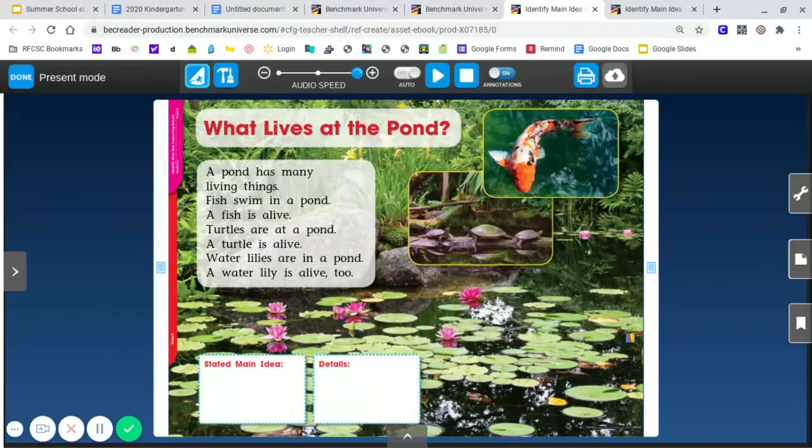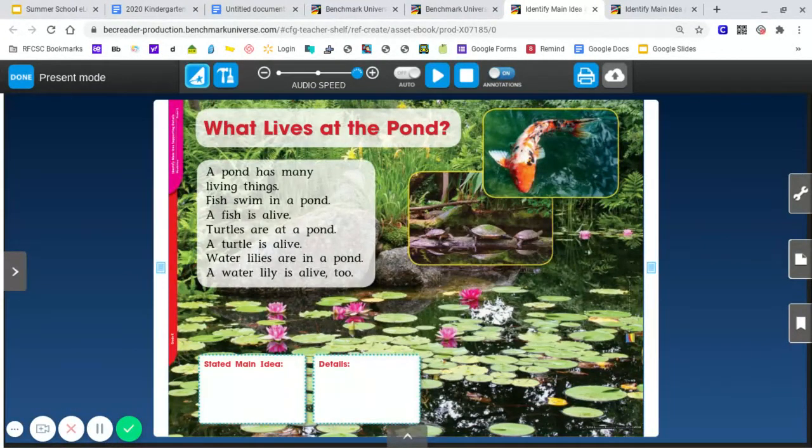What lives at the pond? A pond has many living things. Fish swim in a pond. A fish is alive. Turtles are at a pond. A turtle is alive. Water lilies are in a pond. A water lily is alive too.